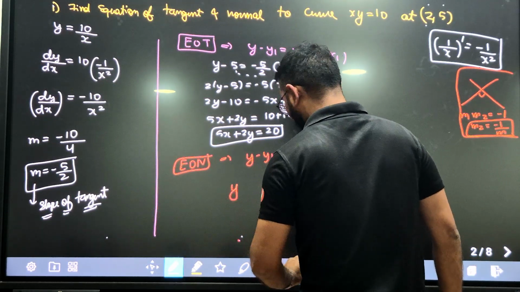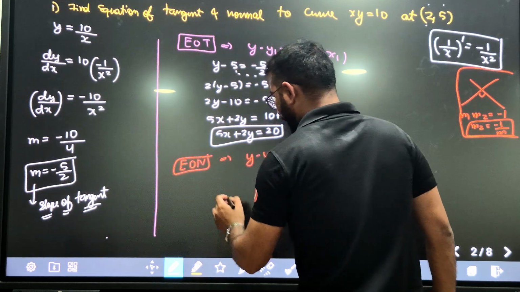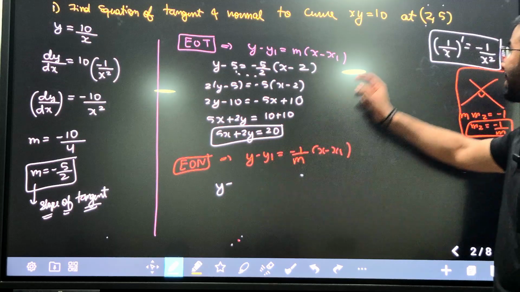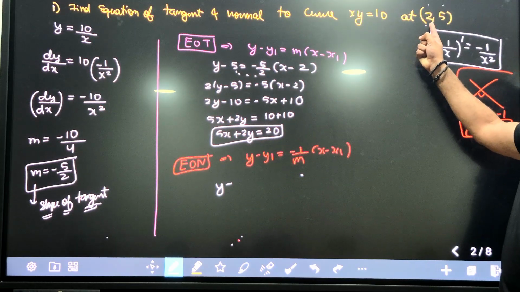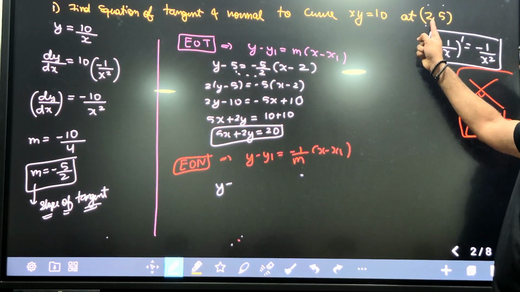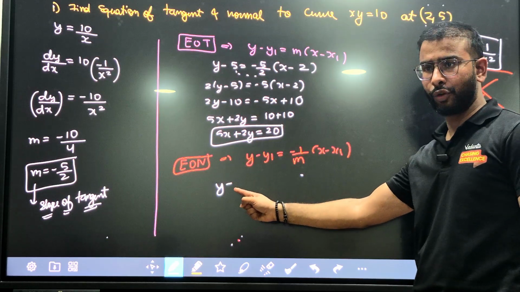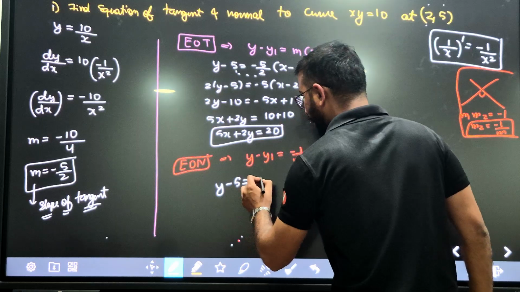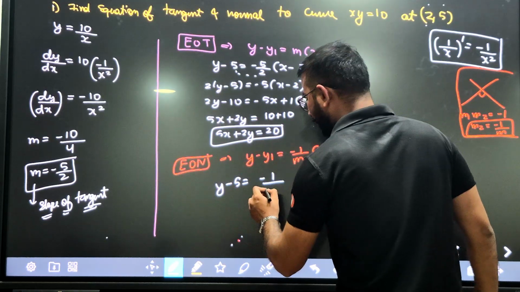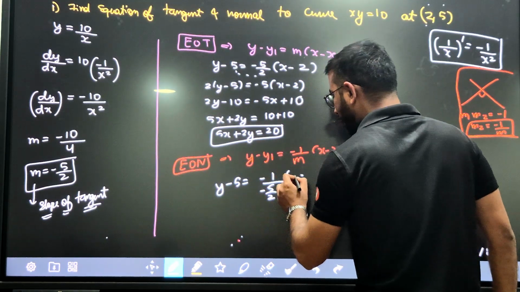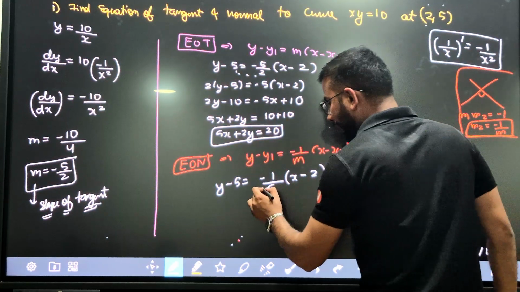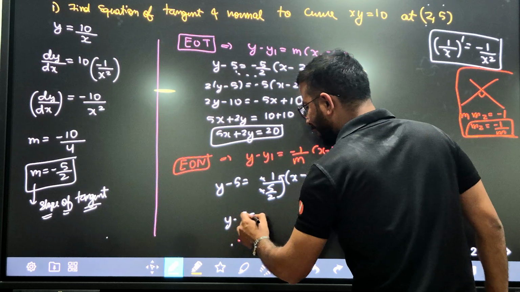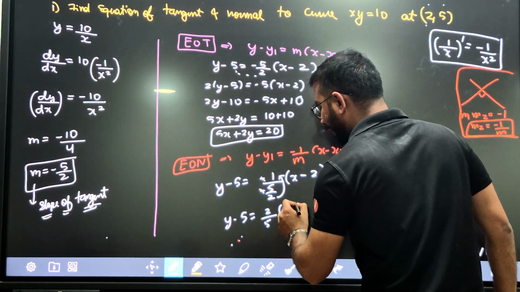So what we have is y minus y1. Again, while in a hurry, what mistake I observe students making is, they write this as x1, no, and this is y1. But they remember this is first, so they write here 2. So be careful, you don't write this as 2, it should be 5. So y minus 5 is equal to minus 1 by m. What is the value of m? Minus 5 by 2 into x minus 2. Minus minus cancel, 2 will come here. So what we'll have is y minus 5 is equal to 2 by 5 into x minus 2.